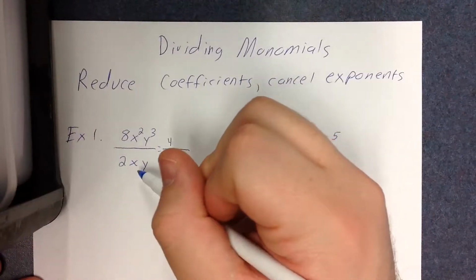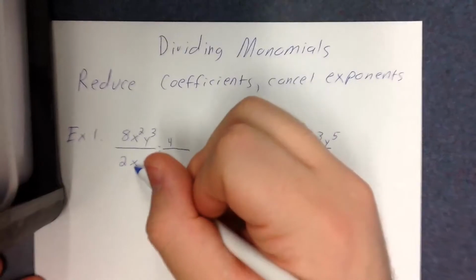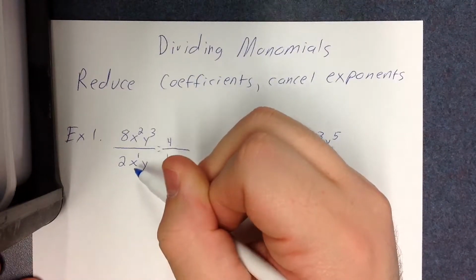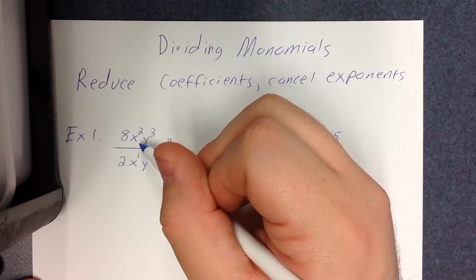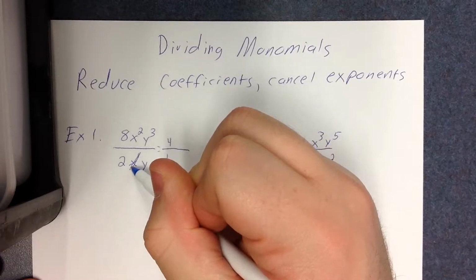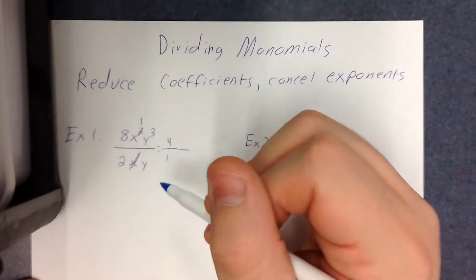Now when I say cancel, if I have the same amount of x's on top and bottom, I can get rid of them. So if you think about the x on the bottom, that's like x to the first. So that's like having one x on the bottom and two x's on top. So I can cancel out one of the x's, which gets rid of them all on the bottom. If I cancel out one x on top, that leaves me with 1.